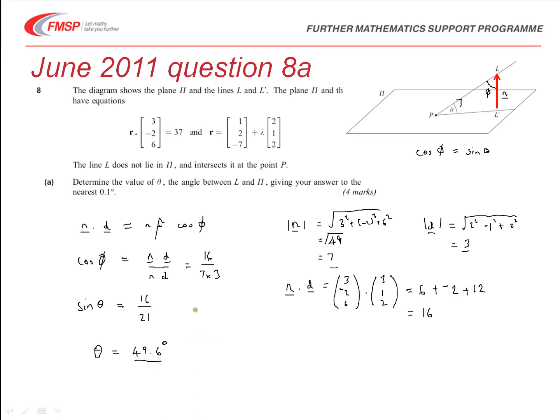Okay, well, there's 4 marks for doing this. You'll get a method mark for clearly understanding and showing how to find the sine or the cosine of theta there. For getting the 16 from the n dot d, you'll get a mark. And then for obtaining the 2 correct values, the 7 and the 3, to give you the 21, getting the 21 here, you'll get a mark. And then finally an accuracy mark for getting the correct angle.